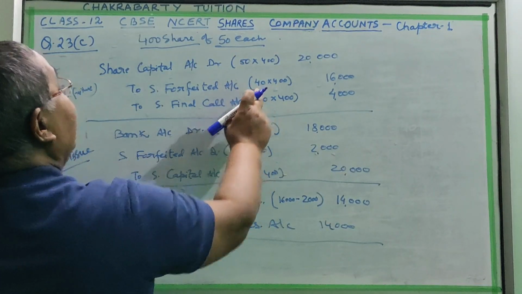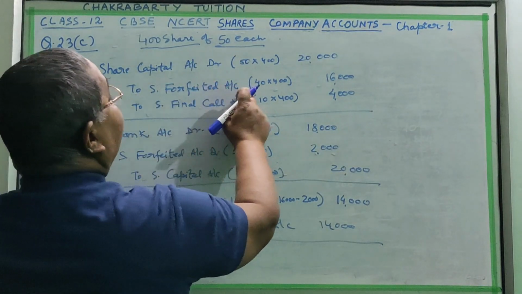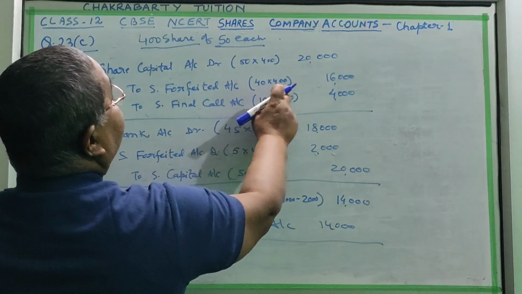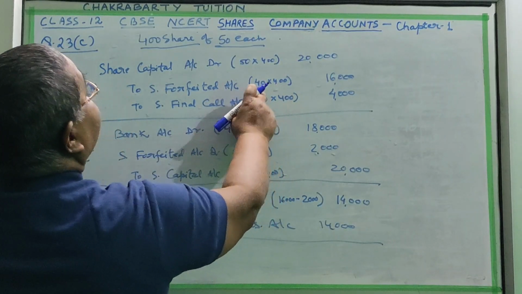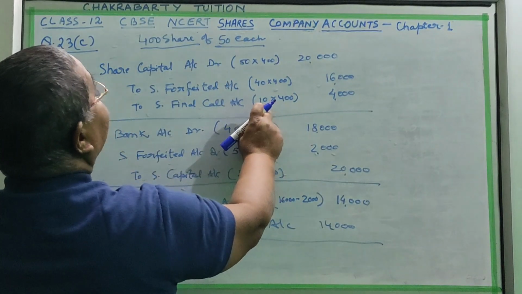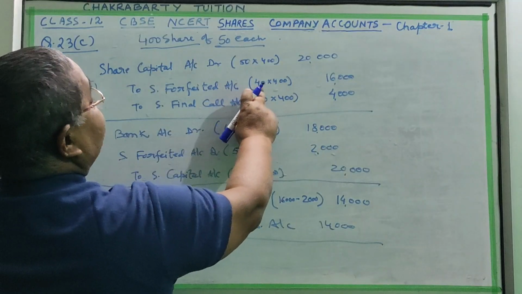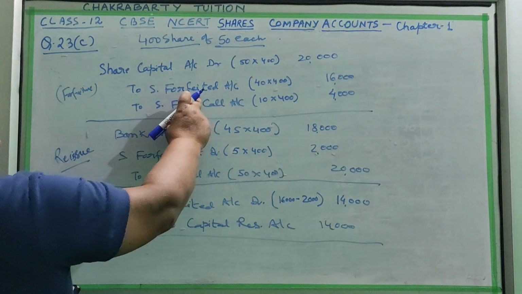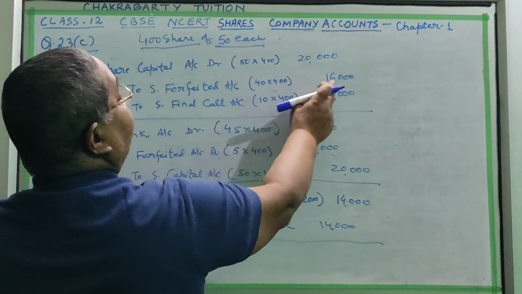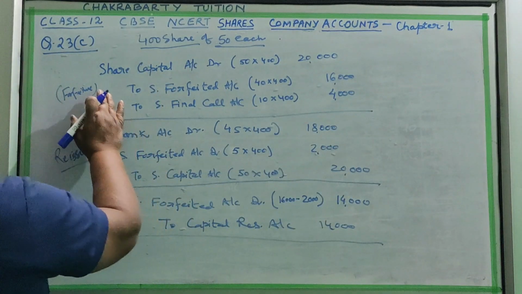It means 40 you have received. So share forfeit account will be created by 40 into 4,000 actual cash received. Out of 50, 10 is not received. It means 40 you have received. So 40 will be transferred to share forfeited account. 40 into 400, 16,000. This is your forfeit account.